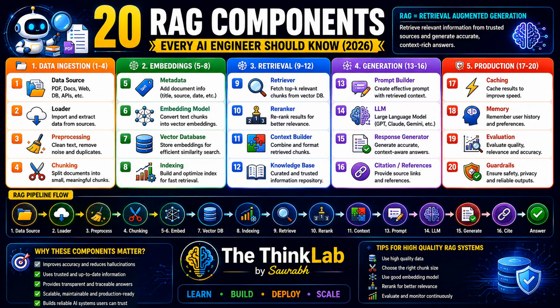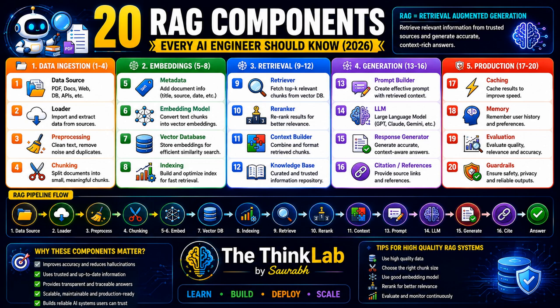So now we are moving to the retrieval stage. Now the user asks a question and the retrieval process begins. So we are moving to point number 9. We call it the retriever. A retriever searches the vector database and finds the most relevant chunks related to the user's question. It doesn't generate an answer. It only finds the information.